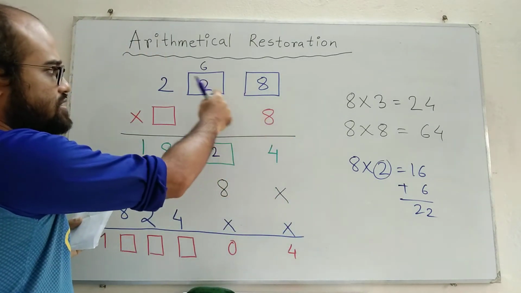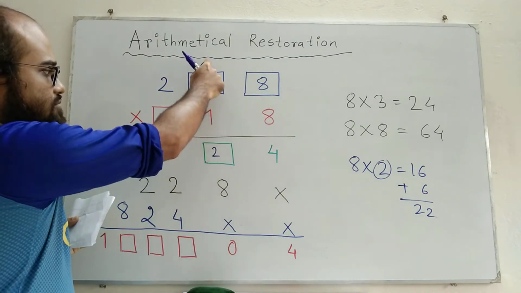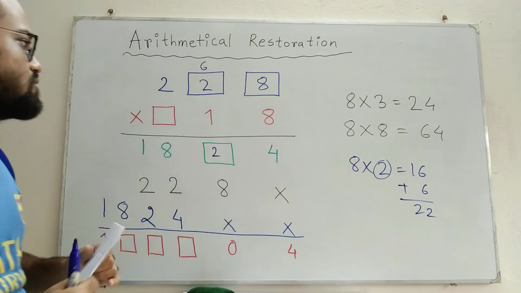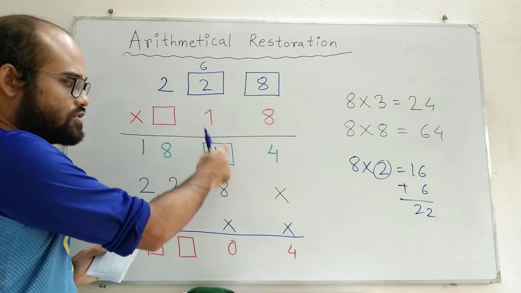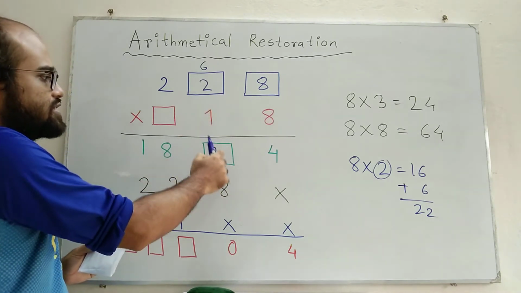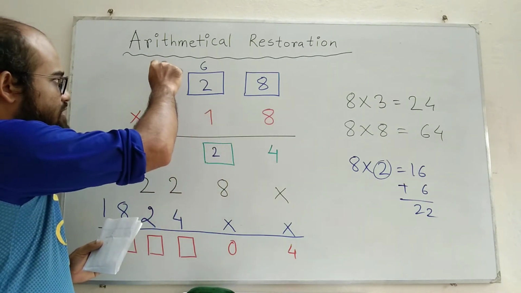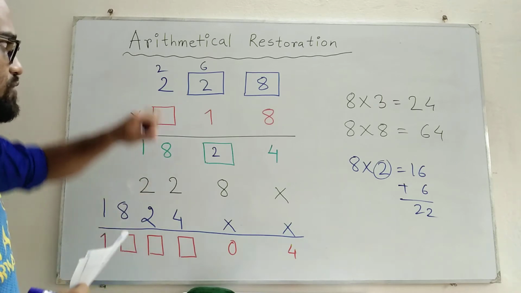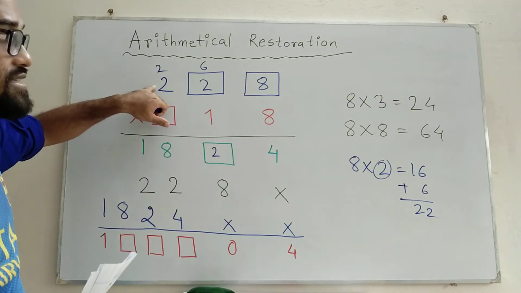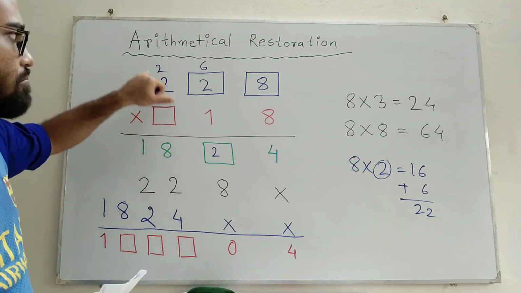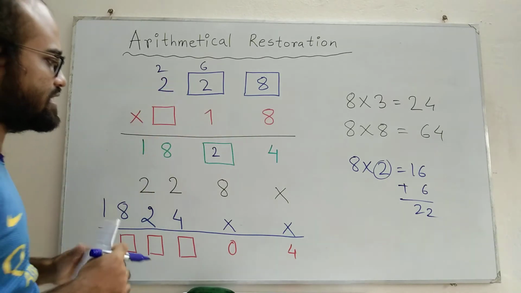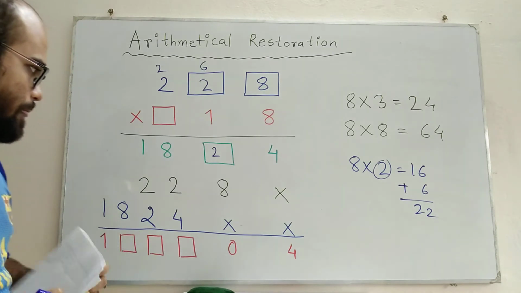Let's check. 8 times 2 is 16. 16 plus 6 gives me how much? 22. I will not put the whole 22 over here. I will just put the units digit over here and then carry over the 2 to the head of this 2. Now let's see whether our guess matches. 8 times 2 is 16 plus 2 gives me how much? 18. Yes, so our guess is correct.